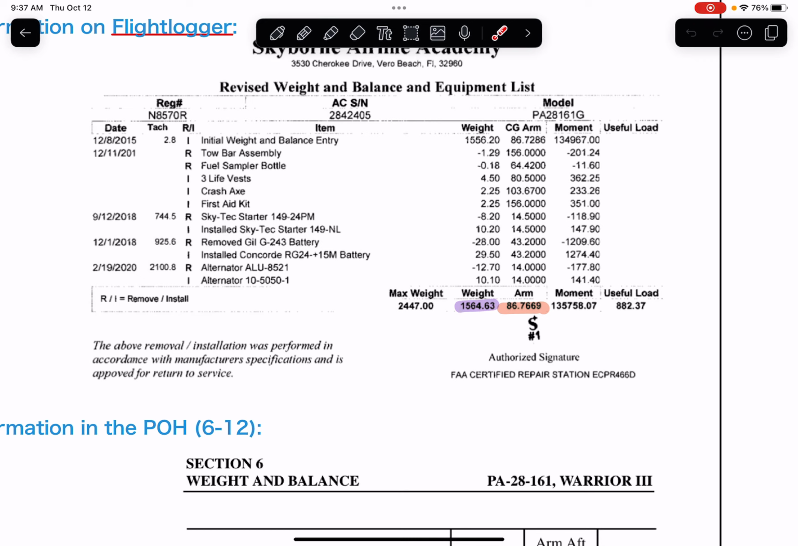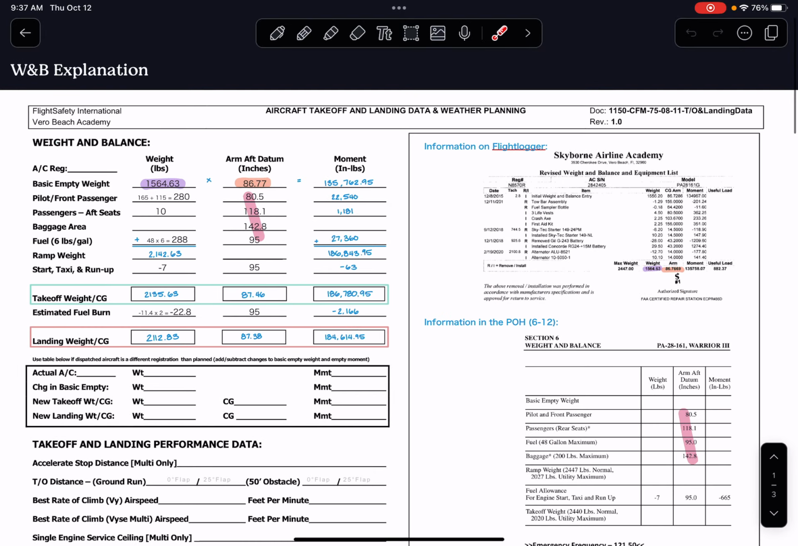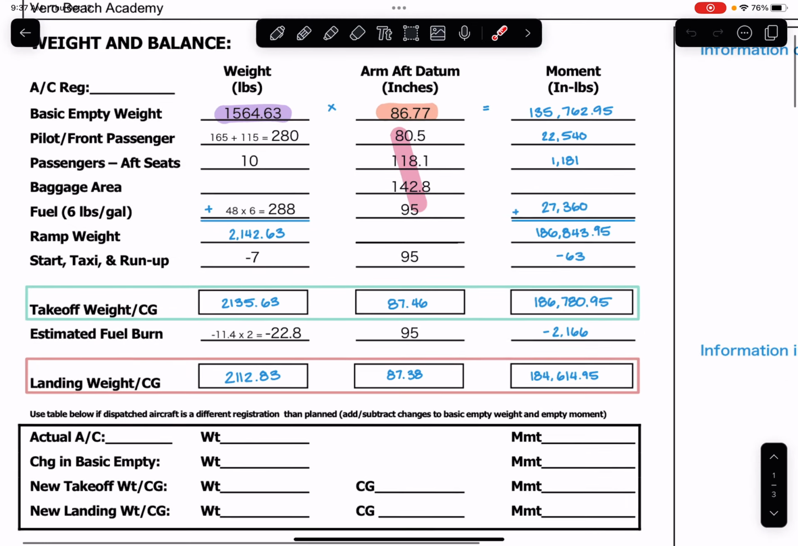Now, as you can see up here, the initial weight imbalance was 1,556.2 pounds. But since then, we've added and removed things from the aircraft, which is why we have a new total CG and weight that we're going to use for our calculations. So we're going to multiply these two numbers, and we're going to get our moment.